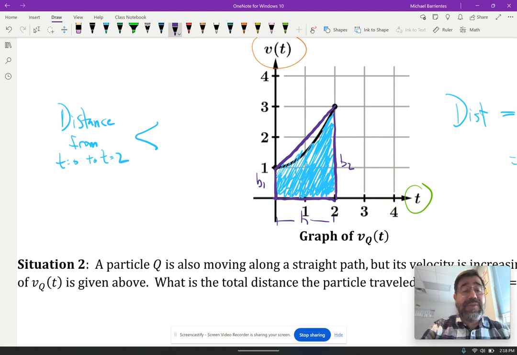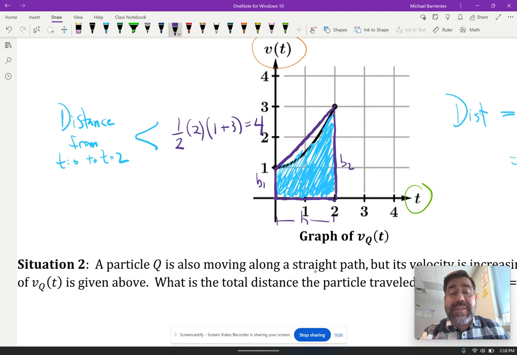And the area of a trapezoid is 1/2 the height, which is 2, times base 1 plus base 2. Base 1 has a unit of 1. Base 2 has a unit of 3. And when I do this business, I get that this equals 4. So the actual distance that this particle Q went, even though I don't know what it is, I can definitely say it's less than 4 because the shaded region is inside of the shape.